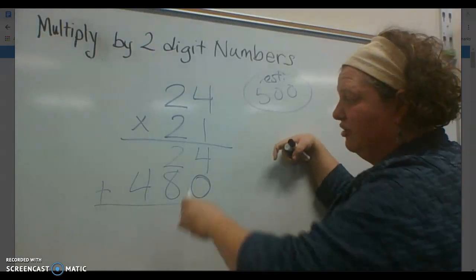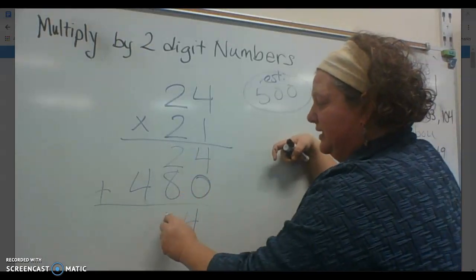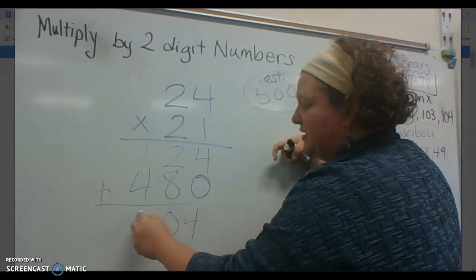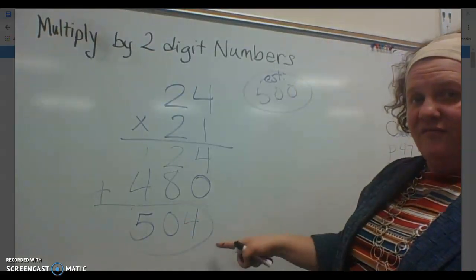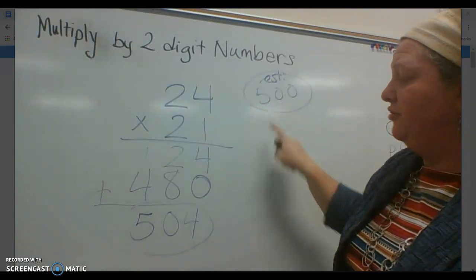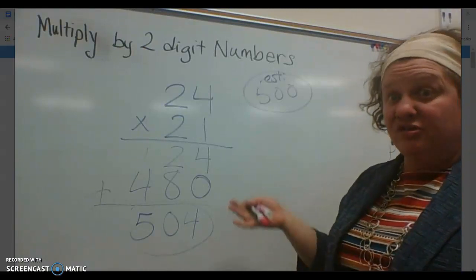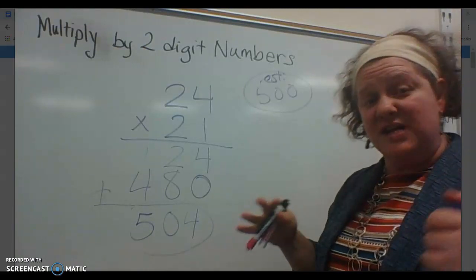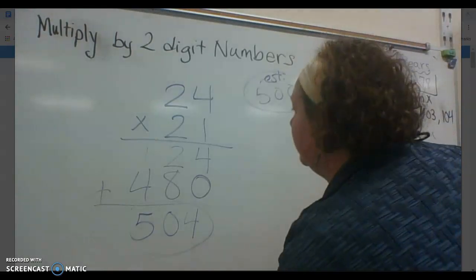And let's check it out. 4 plus 0 is 4. 2 plus 8 is 10. 1 plus 4 is 5. And our answer is 504. Very close to 500. You may have done 20 times 20 and gotten 400 here, which would also be pretty close to 504. Much closer than 5,000 or 50 if you made some kind of place value error. Okay, let's do another one.